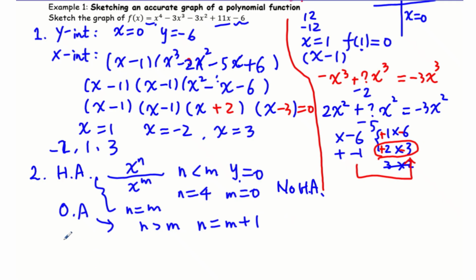Then the vertical asymptotes. Vertical asymptotes is where the denominator equals 0. For this, we could think the denominator is 1. So 1 is not 0, so no zeros from the denominator. It means no vertical asymptotes. So there's no asymptotes. Then the next one.